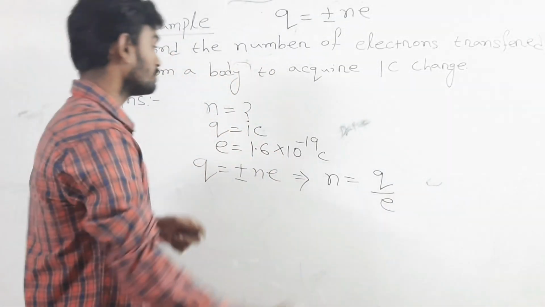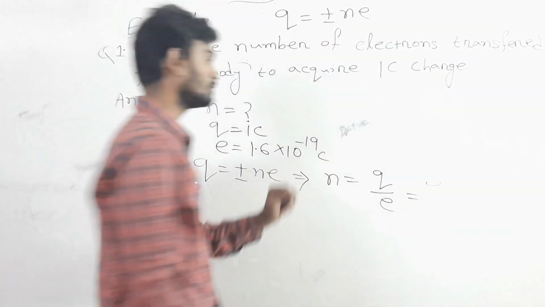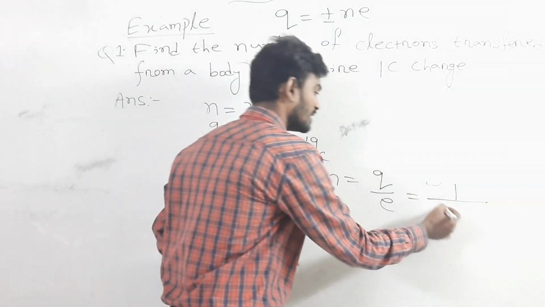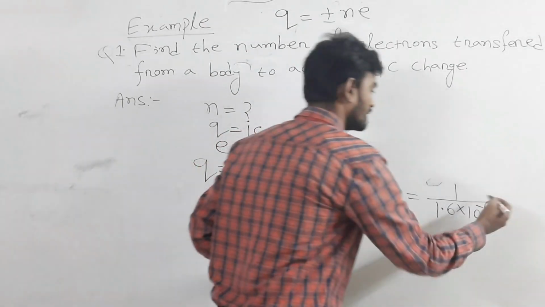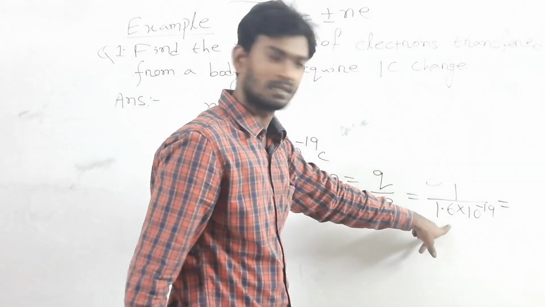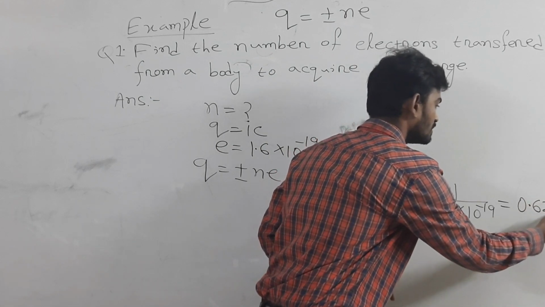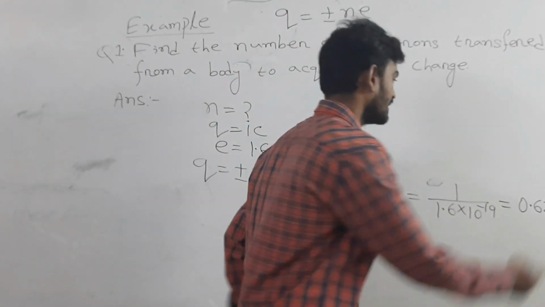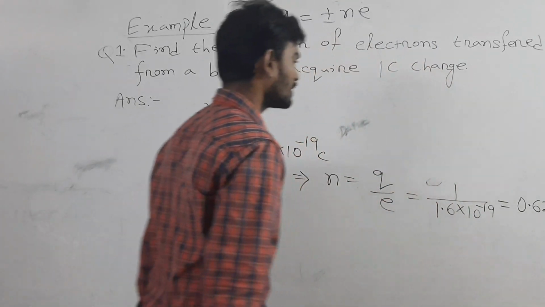Here Q is 1 coulomb and e is 1.6 into 10 to the minus 19 coulomb. So we can write 1 divided by 1.6 into 10 to the power minus 19. While solving, when I divide 1 by 1.6, it will be 0.625 into 10 to the power plus 19.